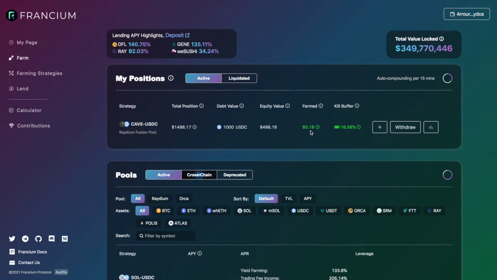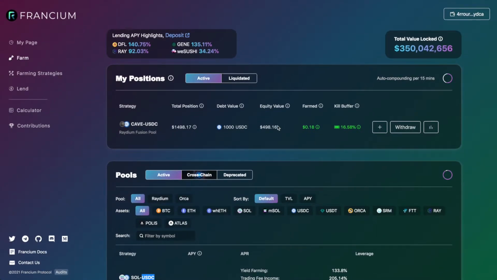And that farmed APY is supposed to help make up for some of that impermanent loss risk. So if Cave stays flat, I'm still earning yield. If Cave goes up, my equity value also goes up, but not by as much as if I just held Cave token. The reason is I'm effectively holding half Cave, half USDC, but I'm getting 1.4 million % APY currently. So I can help mitigate some risks of impermanent loss by depositing money into a liquidity pair where I have a better projection as to where the token that can change will change.